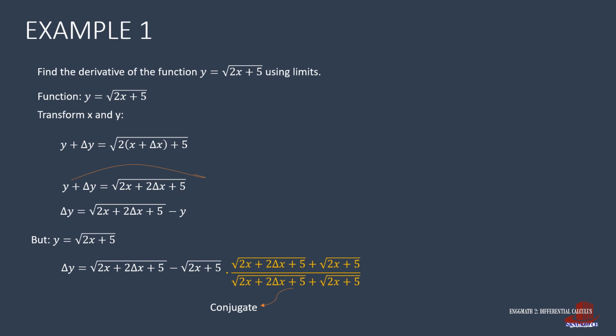The job of the conjugate is to eliminate the radicals from the numerator, and the concept behind it is to transform the terms into a difference of two squares. That is why we use the opposite operator.